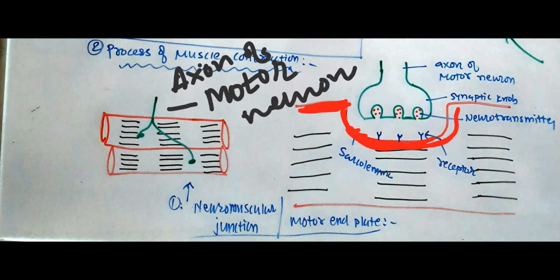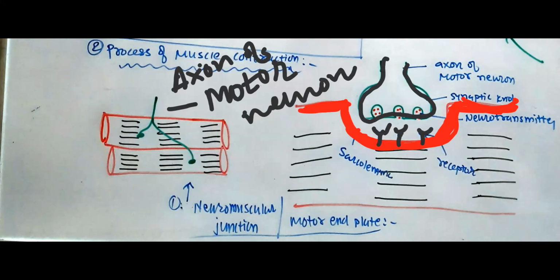What's the name of the cell membrane of the muscle fiber where this synaptic knob will communicate? That is termed the sarcolemma, where it will terminate. This synaptic knob, the end of the axon, like this. And can you see the small receptors on the surface of the sarcolemma? What's the exact location of these receptors? They are present on the surface of the sarcolemma.